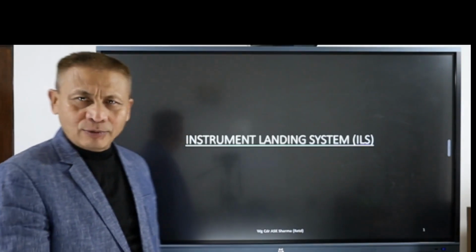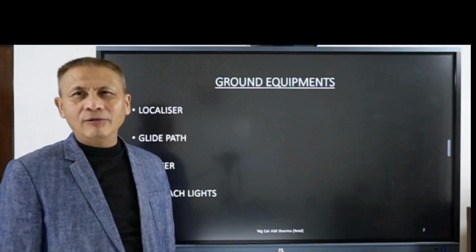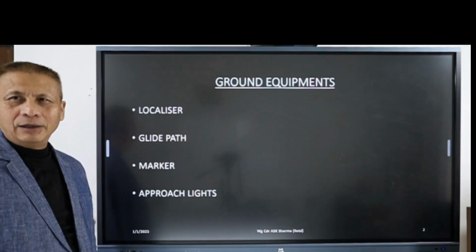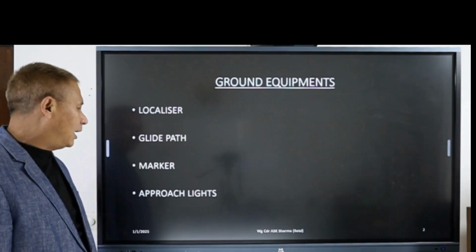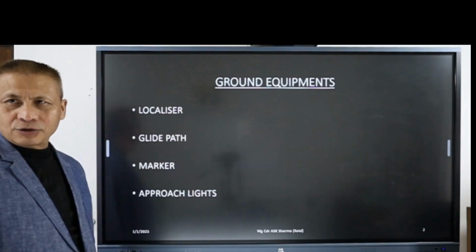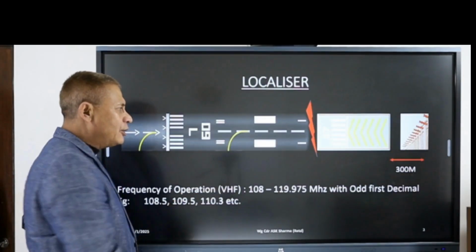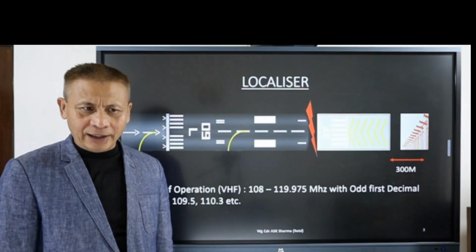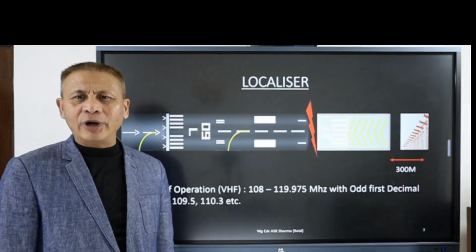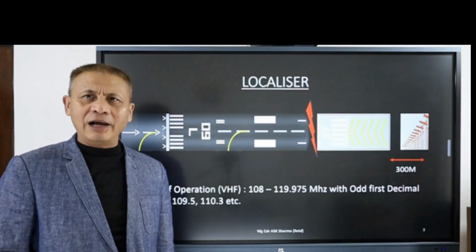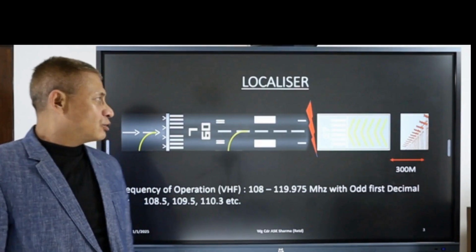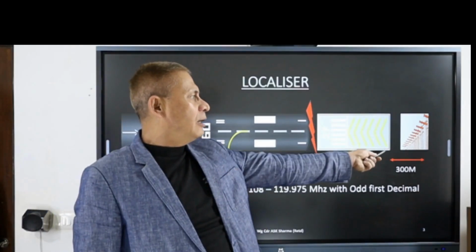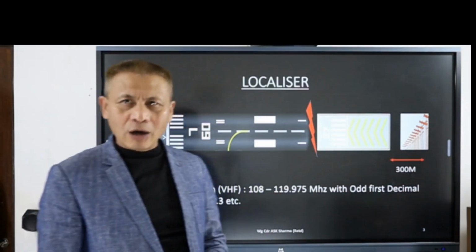The instrument landing system, or the ILS system, comprises the following components. The ground equipments are the localizer, the glide path, the markers, and the approach lighting systems. The localizer is that signal which guides the pilot to be on the center line or extended center line of the runway by telling the pilot to either turn left or turn right. So the localizer antenna is located from the end of the runway by 300 meters or 1,000 feet.